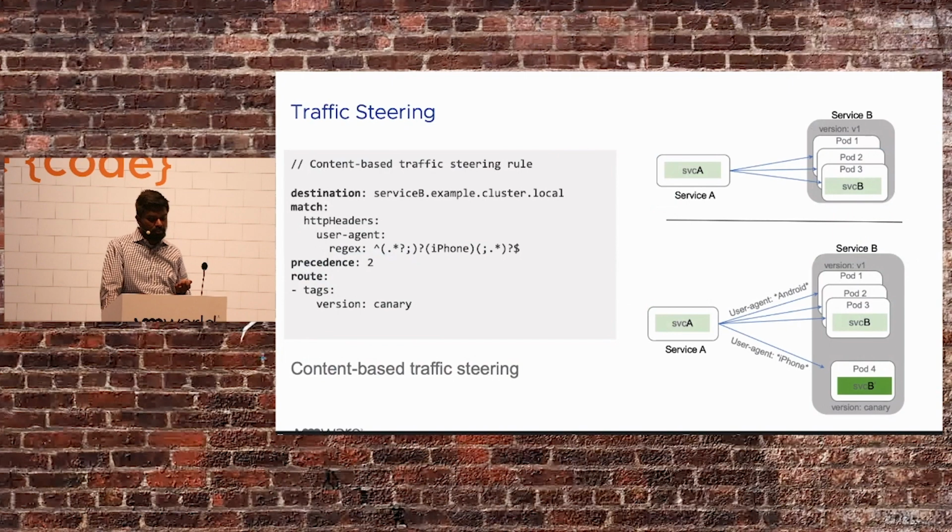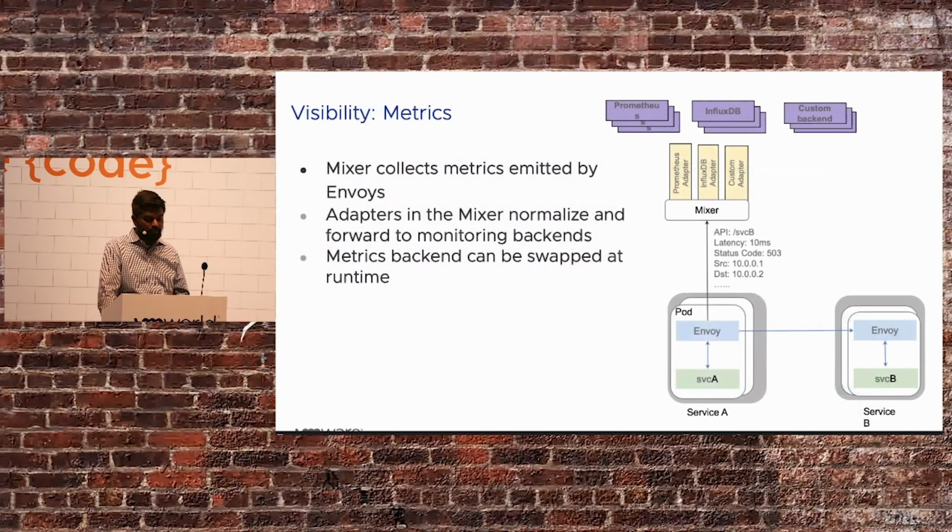Another thing is starting to do traffic steering. Traffic steering is based on the concept of content-based traffic steering, meaning if I'm using, say, a user agent coming from Android versus iPhone, I can send them off to different services. I can send them off to service B and different services. I can do things like that, where I'm leveraging content-based headers to steer traffic to different services.